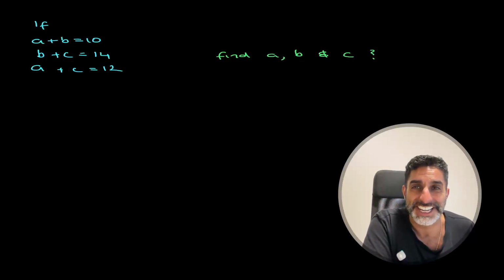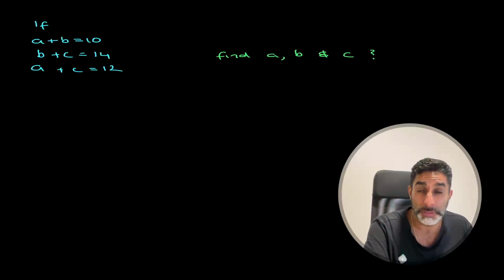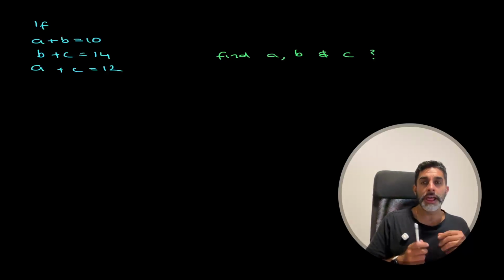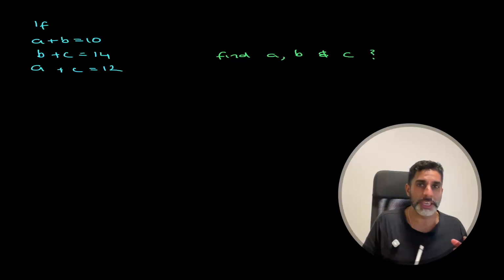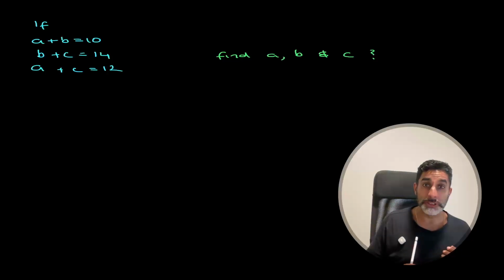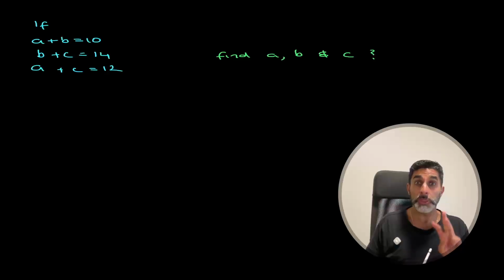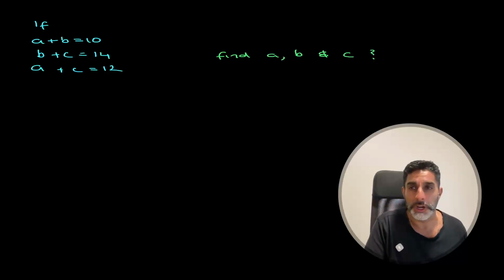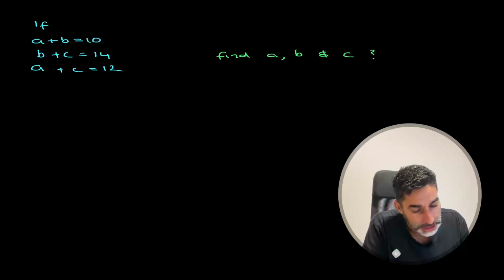So let's check out this question. If a plus b equals 10 and b plus c equals 14 and a plus c equals 12, let's figure out what a, b and c are. So simultaneous equations, but this time we've got 3 equations and 3 unknowns, which is exactly what we need. So how would we do this?